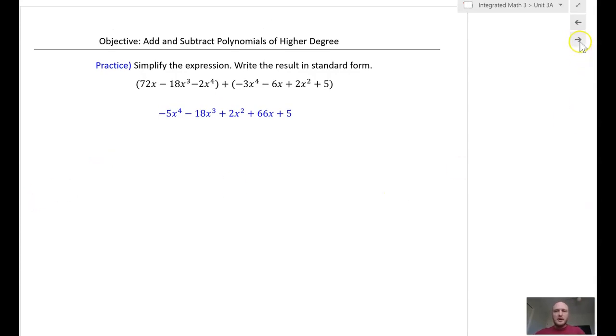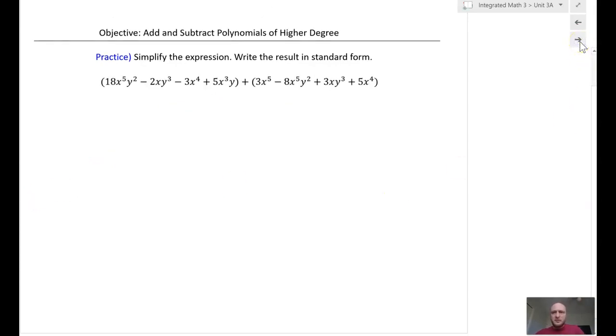Okay, and here is another practice problem. Please pause the video, go ahead and try this one. And really the tricky part is going to be standard form. Okay, hopefully you paused it. Here is the answer. Okay, and just to point out again, your x to the fifth term comes before your x to the fifth with the y squared. Then I have my x to the fourth, x to the third, and x to the first.